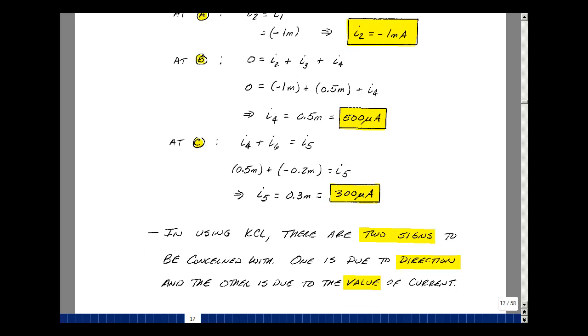Just a note here, there are two signs associated with the things we were doing. One is the direction of current, and the other is the value of the current. So the current itself has a value, it can be positive or negative, and then the direction of the arrow is indicating the net flow of positive charge. But if we turn that arrow around, we then change the sign of the quantity. And this is Kirchhoff's current law.